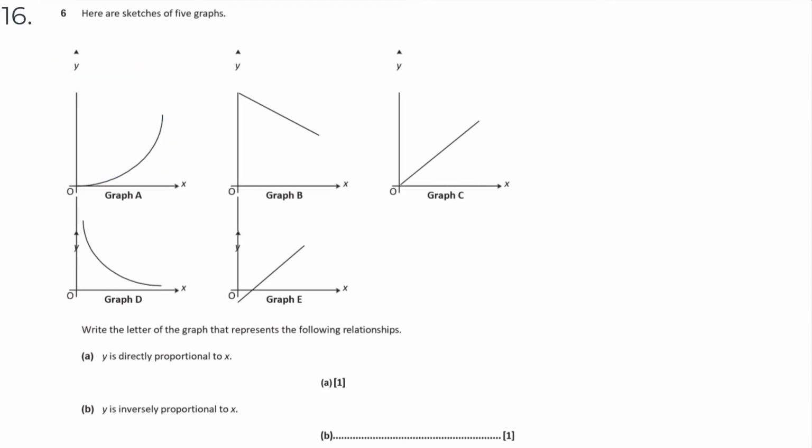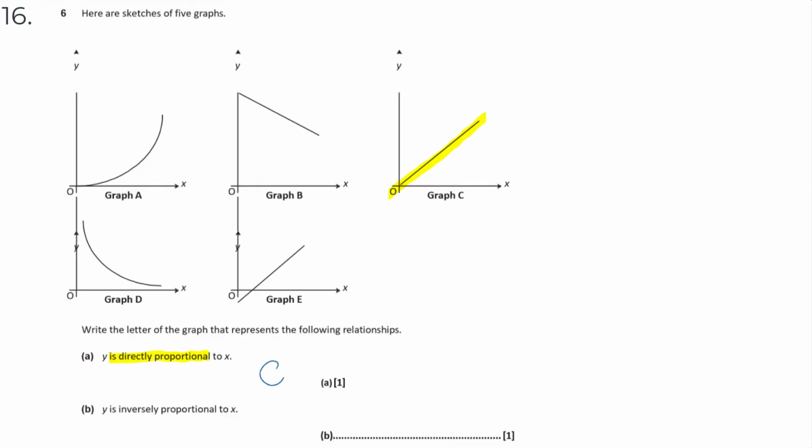Here are sketches of 5 graphs, 5 very interesting looking graphs there. Write the letter of the graphs that represent the following relationships. The first one, y is directly proportional to x. Now, direct proportion means that if x doubles, then y doubles. So when you plot these on a graph, you're going to get a straight line that passes through the origin. So it has to be a straight line, so that makes it either B, E, or C, but it has to go through the origin, and there's only one that goes through the origin, and that is C.